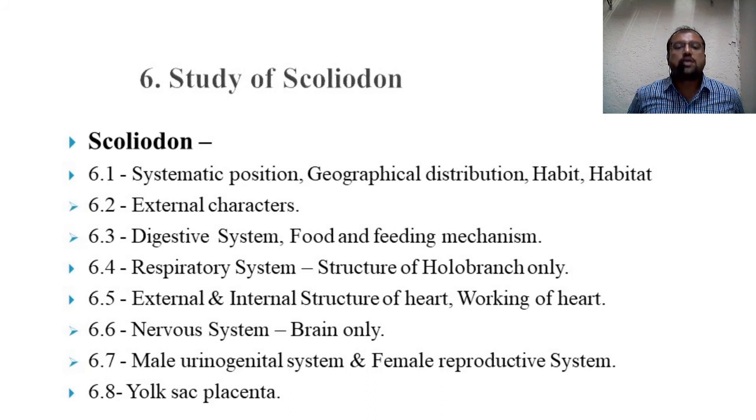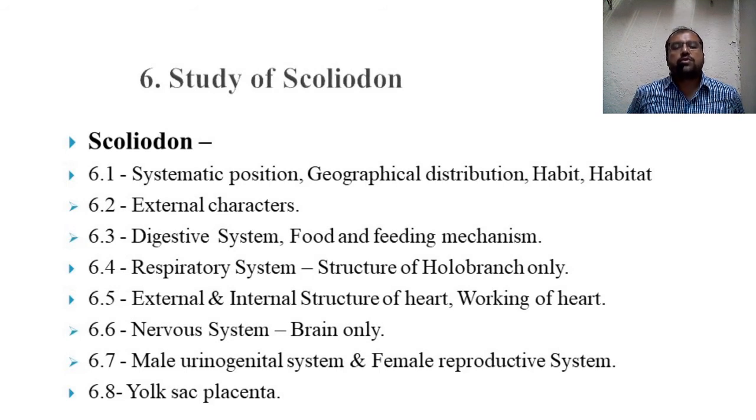Number one is systematic position, geographical distribution, habit and habitat of the Scoliodon. Then the second subtopic is external characters of Scoliodon. Third subtopic is the digestive system, food and feeding mechanism in Scoliodon.